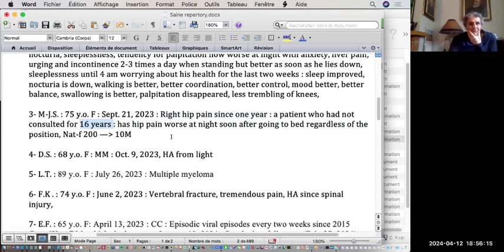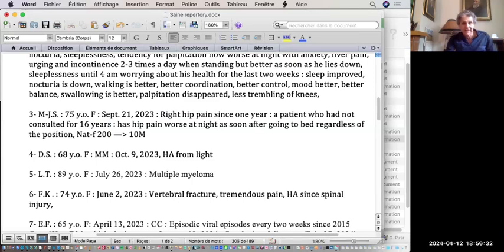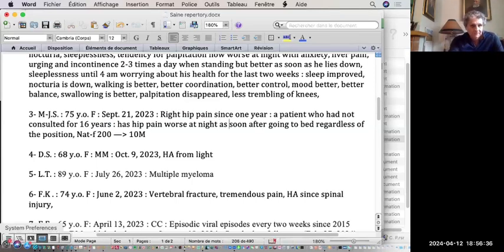She has hip pain worse at night, but not lying on it. It doesn't matter what position she is in, as long as she's lying. So this is what was peculiar: regardless of the position, she was worse with the hip. And it was as soon as she lay down. Very bizarre. Never seen something of that nature.